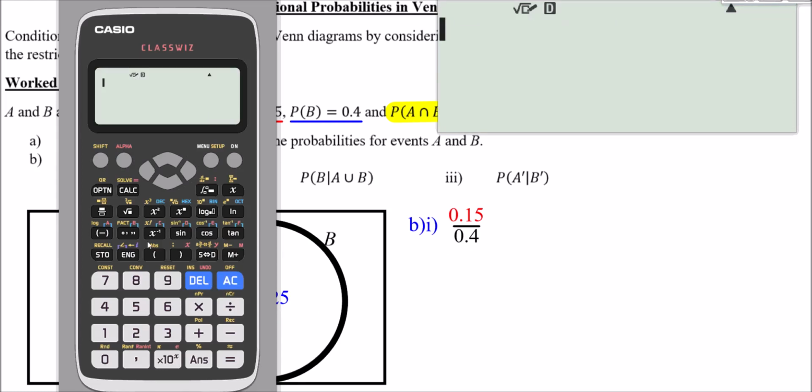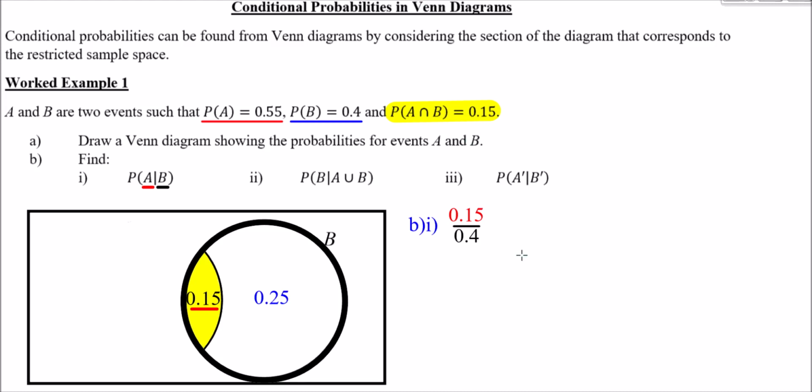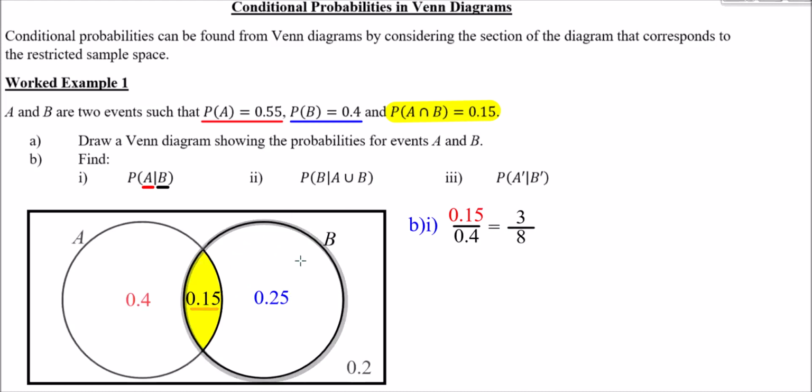As a fraction, we can type in 0.15 over 0.4 and press equals, so the calculator converts it into a better form for us, and we get 3/8. So therefore, for part 1, it's just 3/8. Let's bring all the bits of the Venn diagram back now, so we can tackle question 2. So that's the diagram back as it used to be.